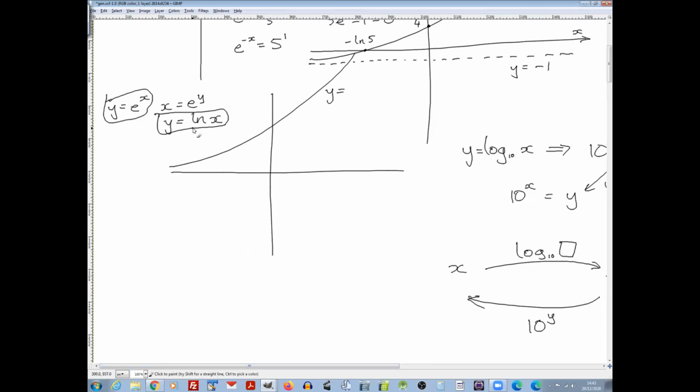This is the graph of e to the y equals x. Well, what would the graph of e to the y equals x look like, if the graph of y equals e to the x looks like that? What's the relationship between these two? Inverse. And of course, which is why these are the inverse of each other. So you can see directly why these are the inverse of each other.